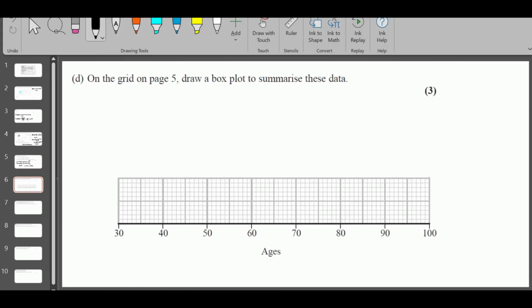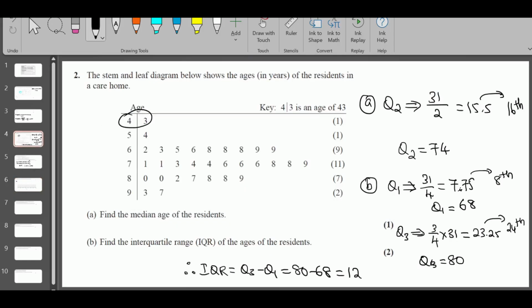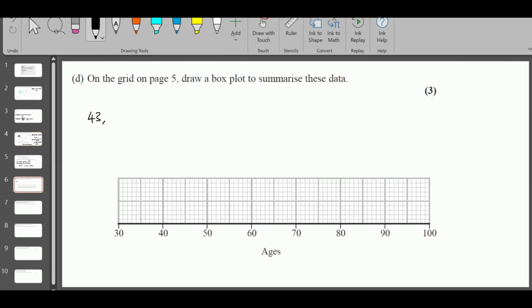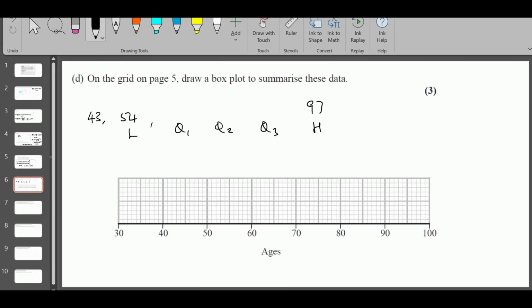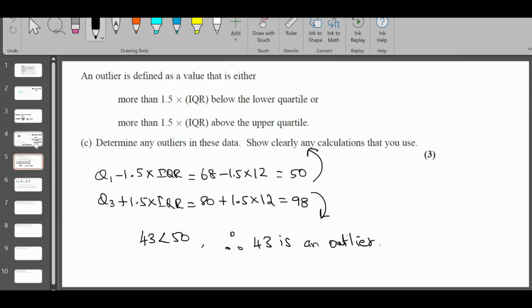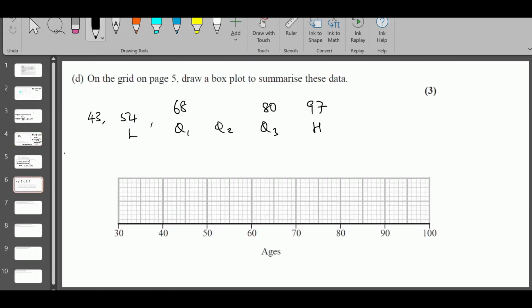The next part, on the grid on page 5. Draw a box plot to summarize this data. Okay, we know the outlier is 43. And then what's the lowest value? 54, right? Okay, 54 is the lowest value. And then Q1, Q2, Q3 and the highest value. The highest value is 97. Q1 is 68, Q3 is 80, and we got Q2 as 74. So we mark all these values now.